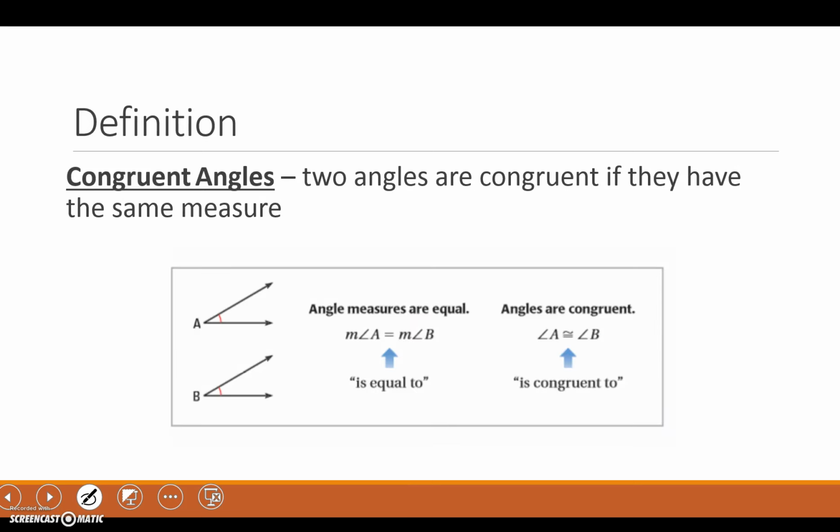Just like with congruent lengths, we can also look at congruent angles. Congruent angles are 2 angles that have the exact same measure. So remember before, when we talked about measuring them using degrees, we use an equal sign. However, if we're comparing the 2 together, because they have equal measures, that means the angles themselves are congruent.